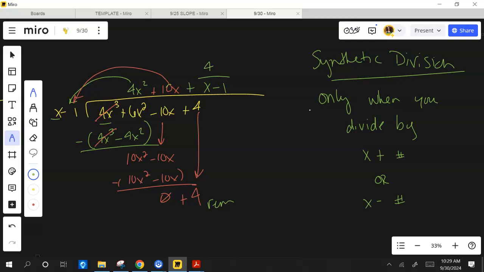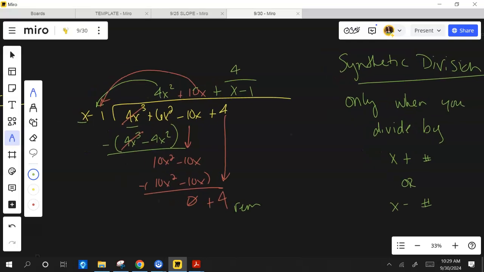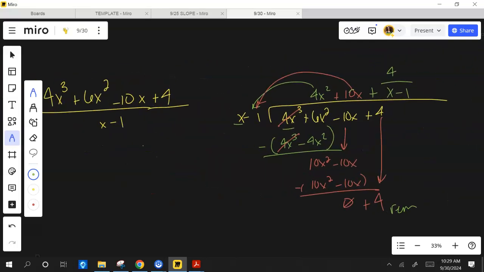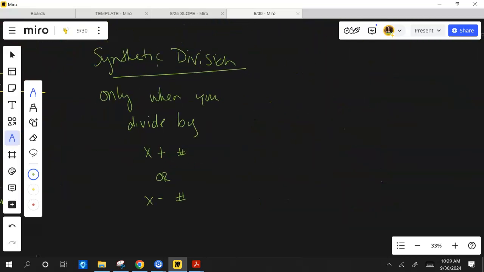So does this problem lend itself to synthetic division? Yes, because it's divided by x minus 1. Okay, now, one thing to note with synthetic division, placeholders. In long division, if you don't include a placeholder, you can still make your way back to the right answer, but in synthetic division, if you don't have placeholders, your answers are wrong. Okay, so placeholders are required in synthetic division.